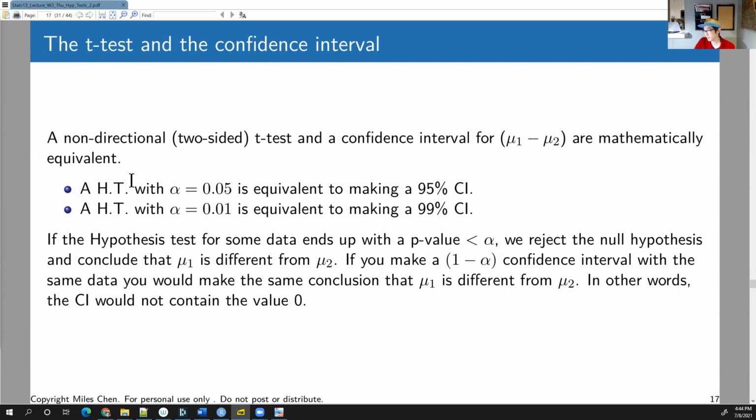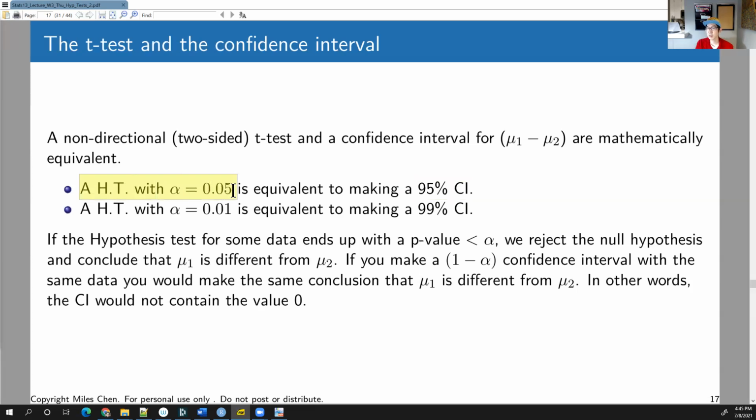The t-test and the confidence interval that we looked at last week now, they are mathematically equivalent, okay? So a hypothesis test where your significance level is 5% is equivalent to making a 95% confidence interval. So whatever conclusions you would make from a 95% confidence interval, should we reject this value or not, would be the same conclusions that you would make if you conducted a hypothesis test at the 5% level.